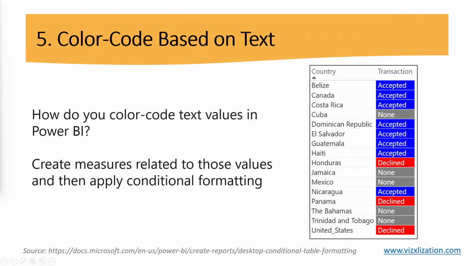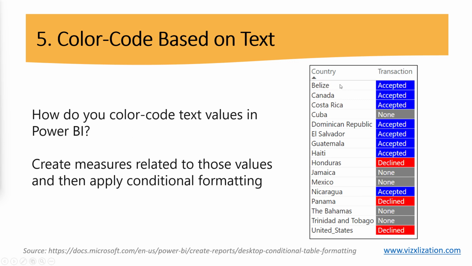Okay, so color code based on text. This is a really, really nice skill to have, my friends. So the question that we have here is, how do you color code text values in Power BI? The answer is also quite straightforward here. We can create measures related to those values and then apply conditional formatting. So basically, this is an idea about the final table that we want to see, right?